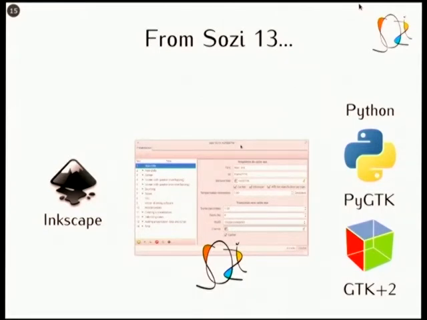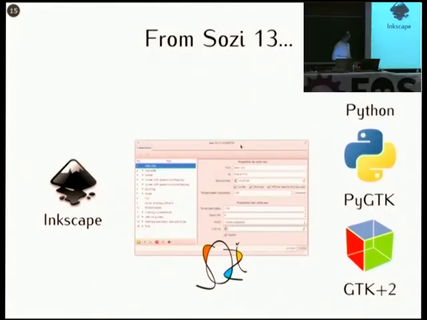Sozi has been around for a few years. I chose a numbering system that uses the year and the month. So today the latest stable version is called Sozi 13, and it is based on the following software. It uses Inkscape and its extension system, and the extension itself is written in Python and uses GTK2 through PyGTK.